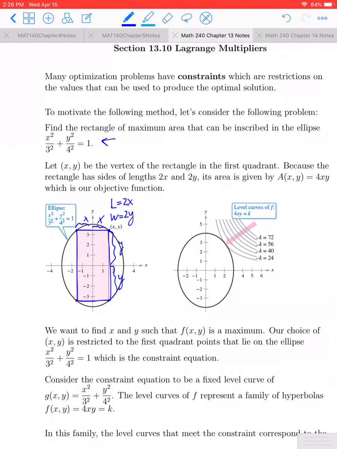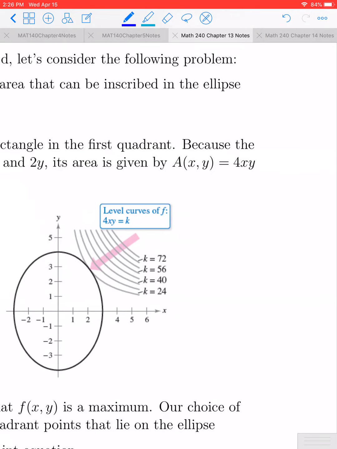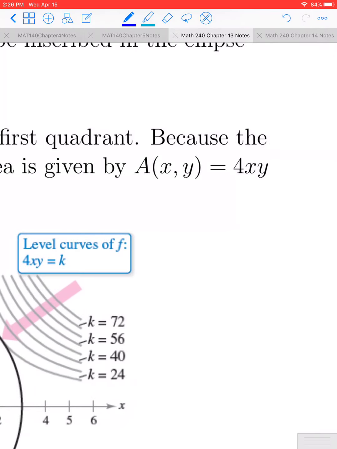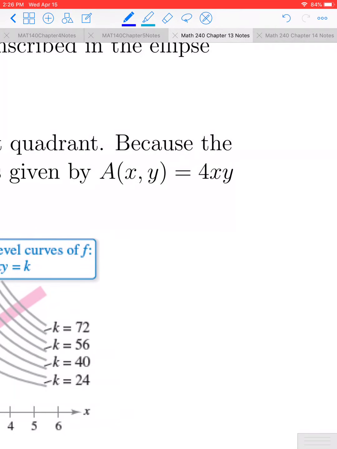Therefore, the area function would be given by length times width. That's 2x times 2y, so the area as a function of x, y would be 4xy. And this is the quantity that we're trying to maximize. So what should be the location of the coordinate (x, y) in order to give this function the maximum, subject to the constraint that that point has to lie on the ellipse?